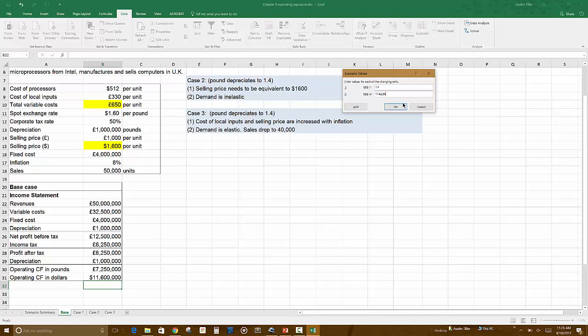And what would that be? The selling, what is that? That means we are changing this cell. For case number 2, we're changing this cell. So we're going to change this cell to 1142.86. So that given the exchange rate now is 1.4, when I take 1142.86 times 1.4, it is the same as 1,600 as before. Okay. That's our goal. We want to keep it at $1,600 as the selling price in US dollar.